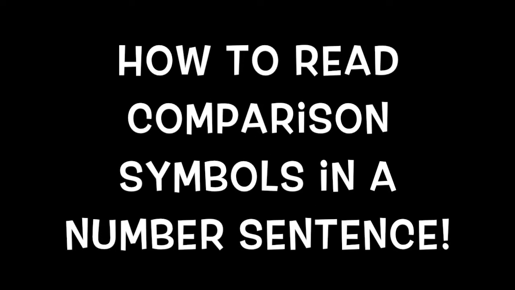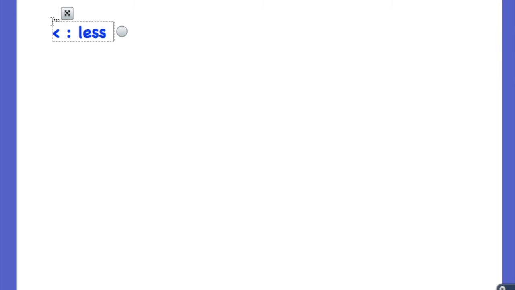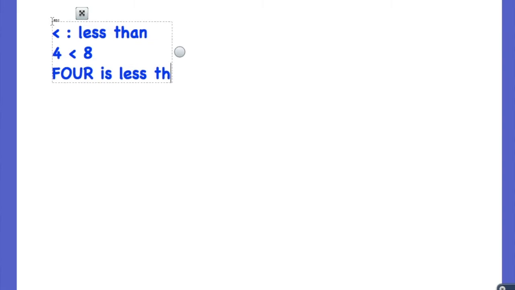All right, now we're going to get into how to read comparison symbols in a number sentence. We tend to use 3: less than, greater than, and equal to. So those are the 3 that we are going to be focusing on for today. We're going to start off with the less than symbol. So when it's in a number sentence, 4 is less than 8, and I just wrote it out in words so that you could see it.